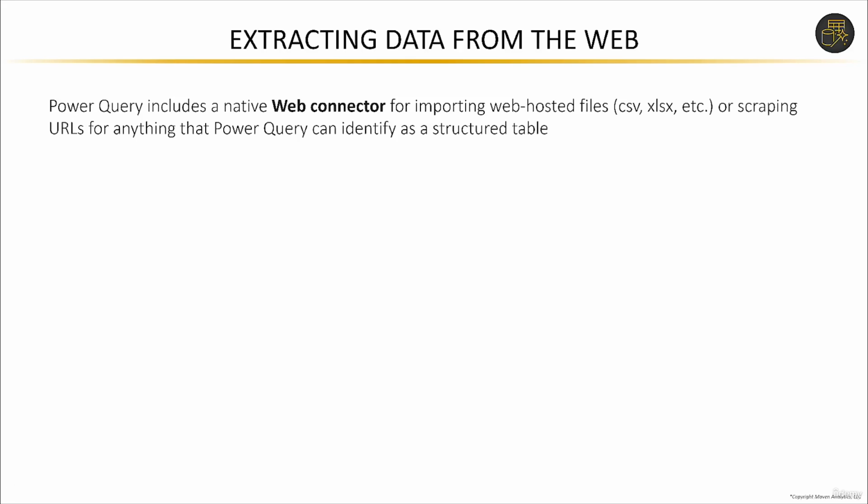All right, I've got another quick demo for you. And this time we're going to be using the web connector to scrape data from a Wikipedia page and then import it into Power Query as a table.